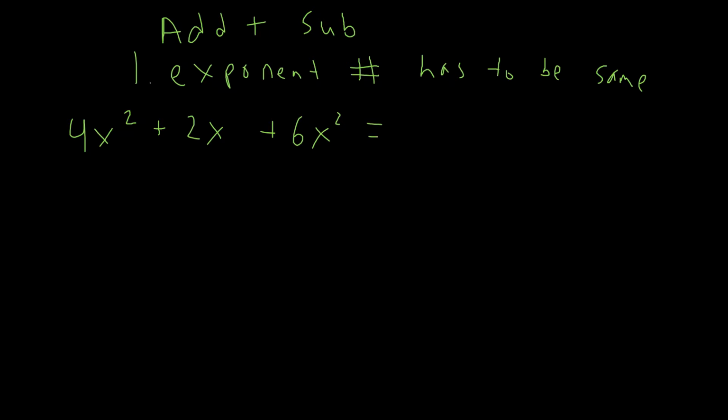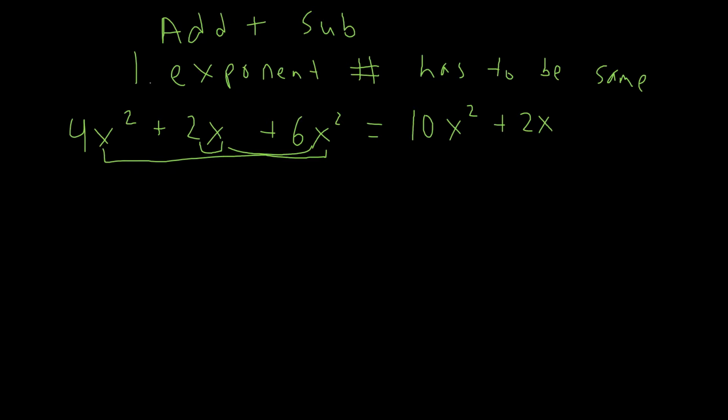So from here, it's like combining like terms. So I see an x squared right here and x squared right here, so I know that they combine. And if they combine, 4 plus 6 is 10, x squared plus 2x. This one does not combine with this one because they have a different exponent number.